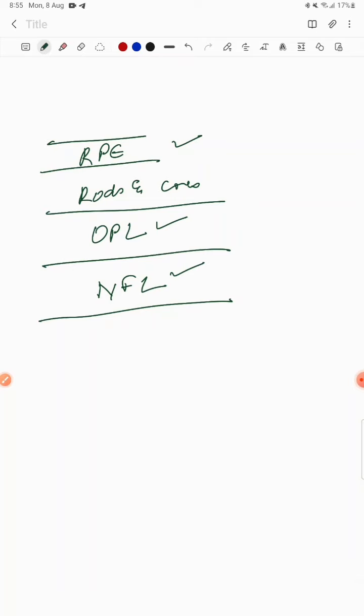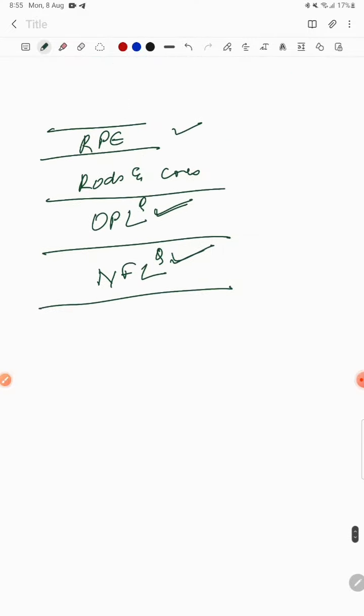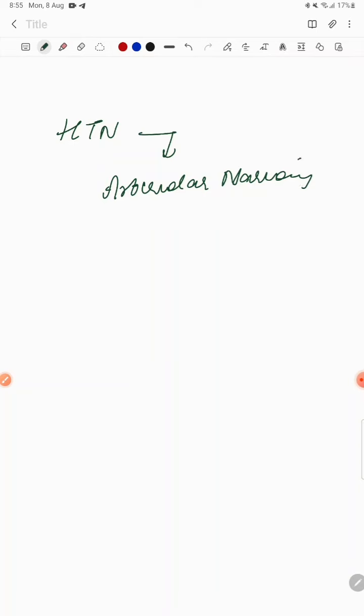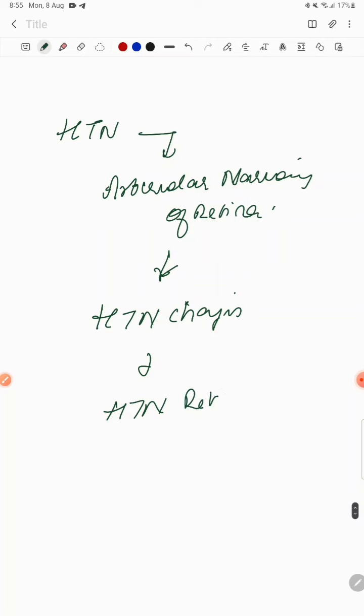We will not discuss every layer of the retina. Just remember this: there is a layer in the retina called the outer plexiform layer and the nerve fiber layer. These two layers you have to remember for understanding hypertensive retinopathy. So whenever there is an increase in the BP, it will lead to arterial narrowing of where? Of your retina, due to which you will have hypertensive changes, which is called hypertensive retinopathy.